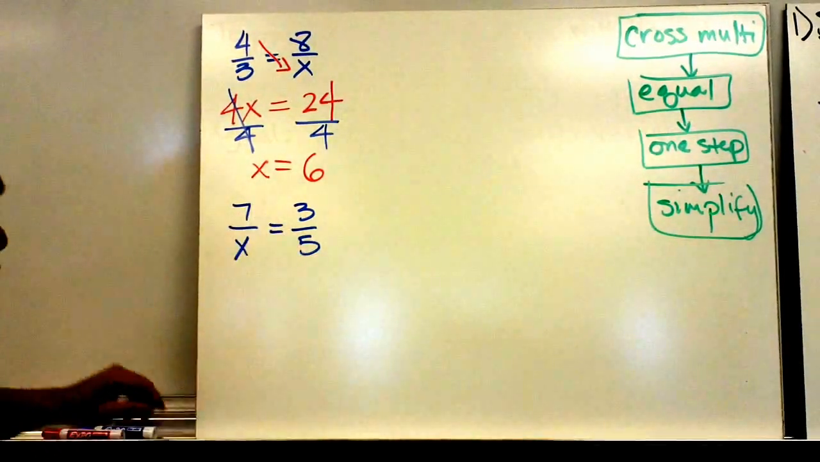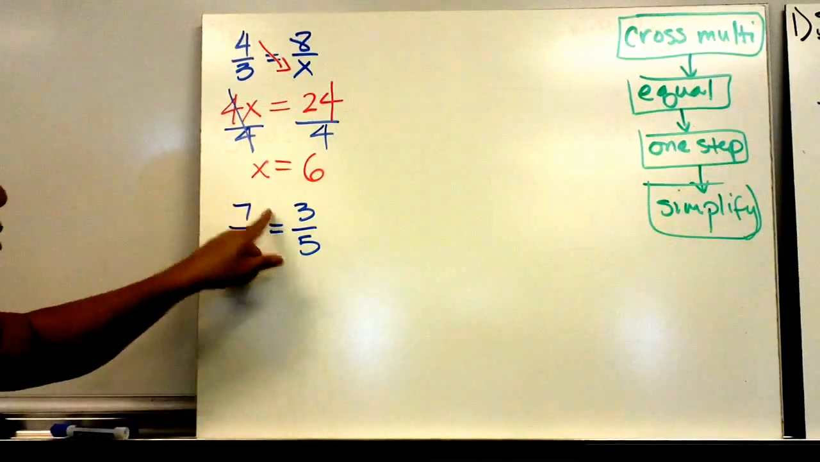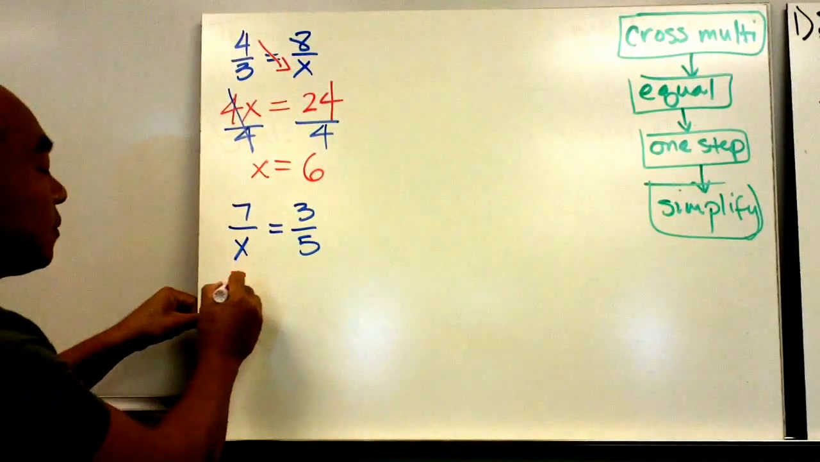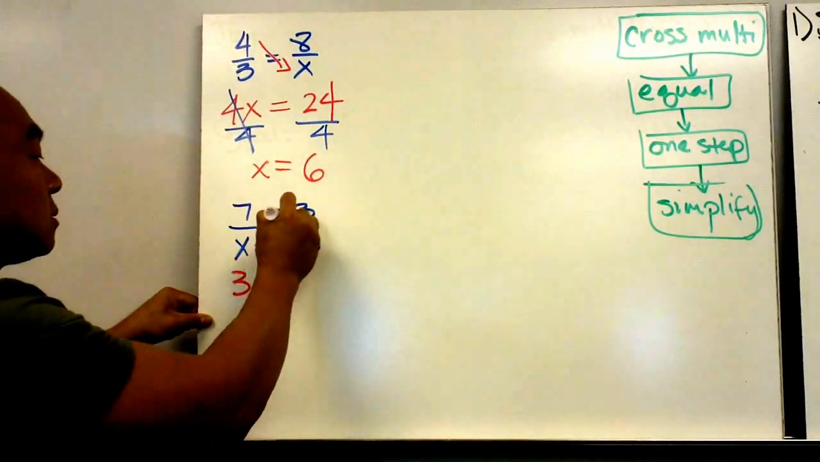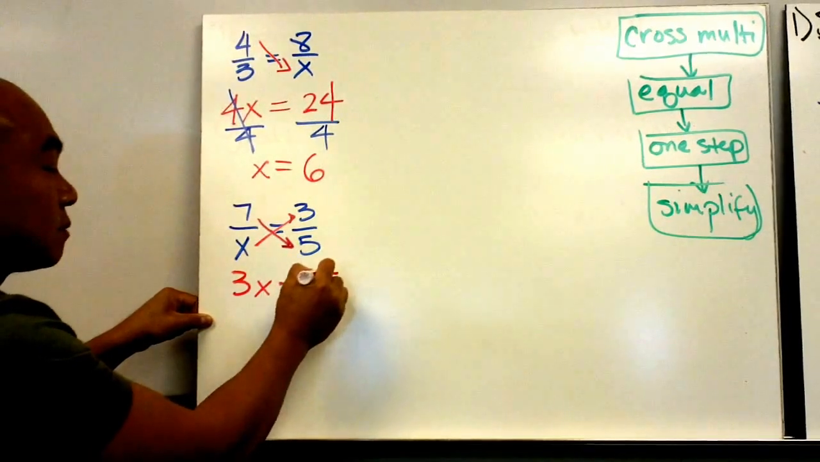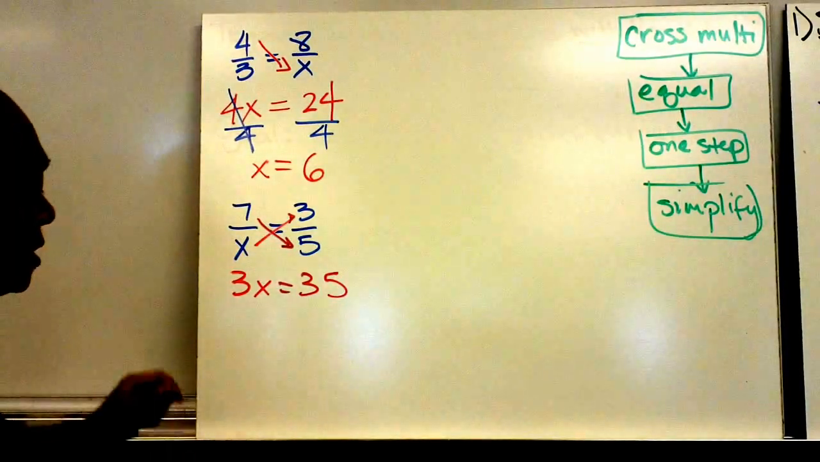Now here we have another question. And let's go ahead and work it out the same way. 7 times 5, x times 3. So let's go and write that out. 3x is equal to 35. Now what I do notice is that this is probably not going to come out nicely, but it's okay.